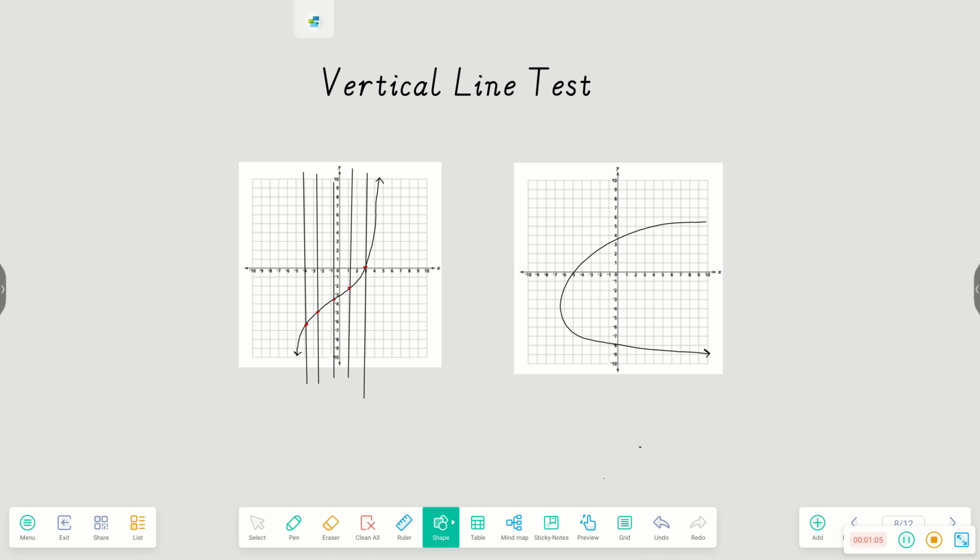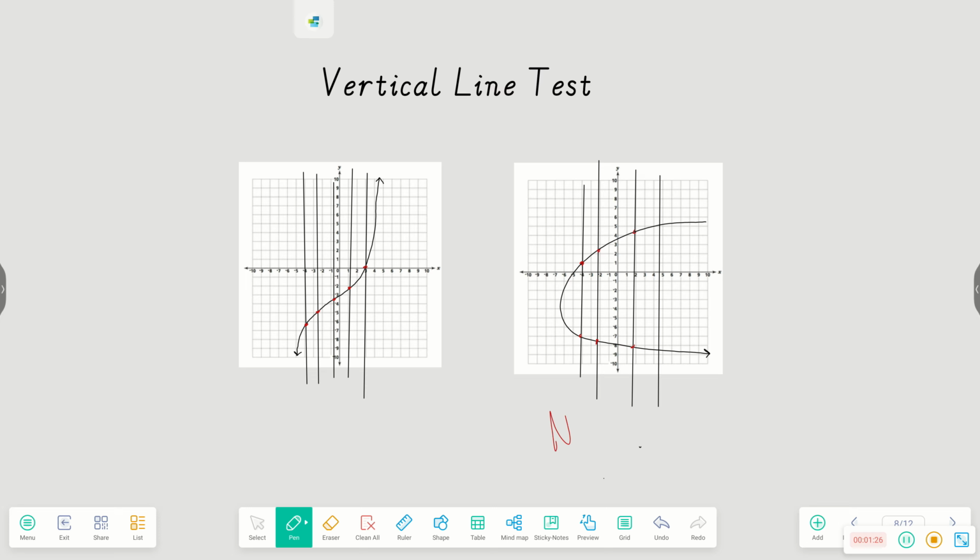But if I have this function over to the right, I could draw a vertical line at several different points, and it definitely crosses it more than once. So this first line crosses it twice. This second line crosses it twice. This third line crosses it twice. So this is definitely not a function. Whereas this one over here definitely is a function.